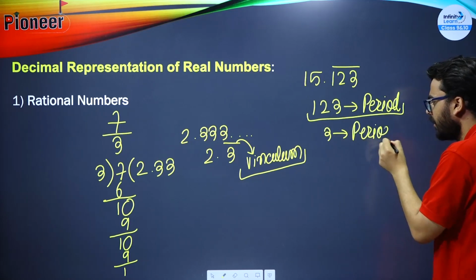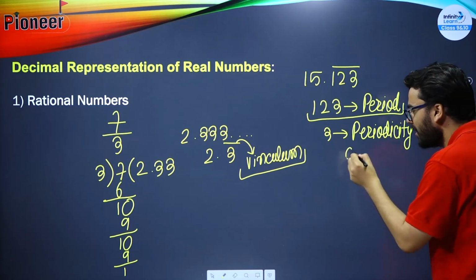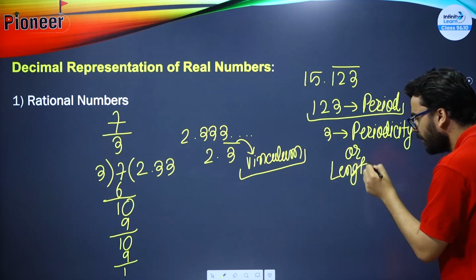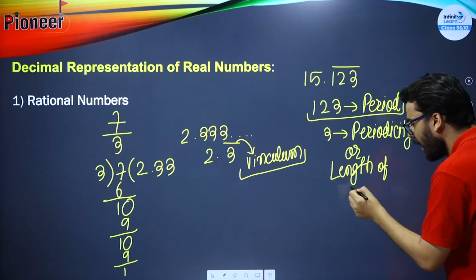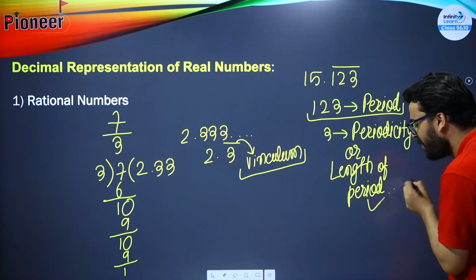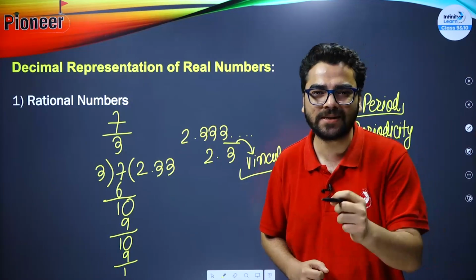It is called periodicity, or you may call it the length of the period. I hope this thing is clear, guys. So again I am repeating, two types of decimal representation of rational numbers are possible.